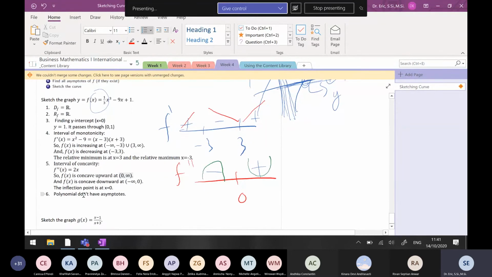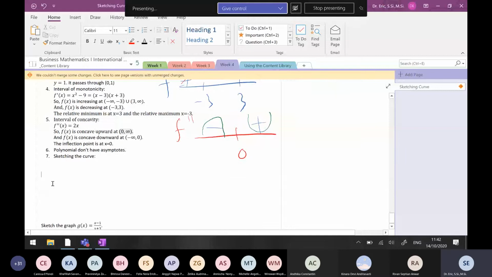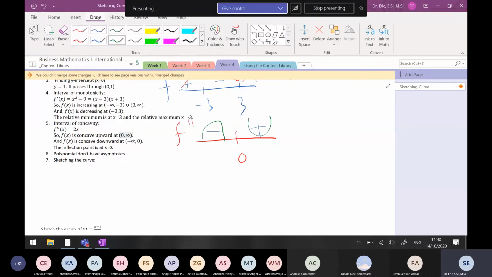Sketch the curve. Of course, you can do this in a smarter way by using Google. But if we don't have Google or a graphing calculator, I can look at this. First of all, I want to summarize what I have found in number 4 and number 5.